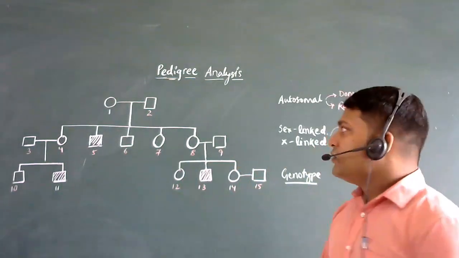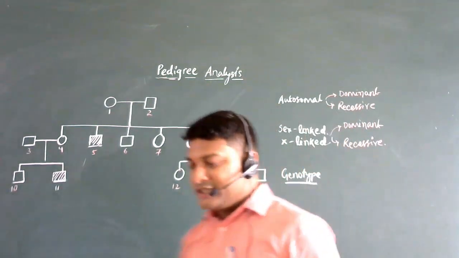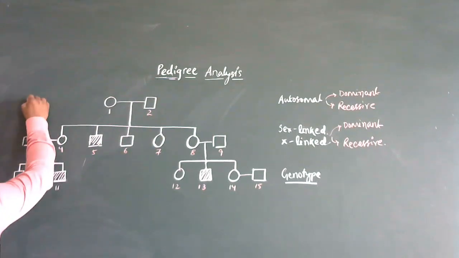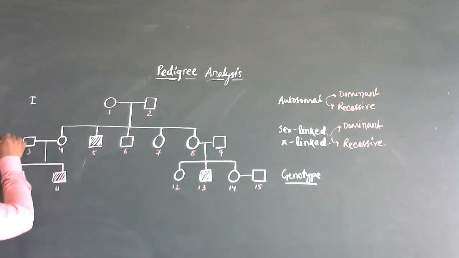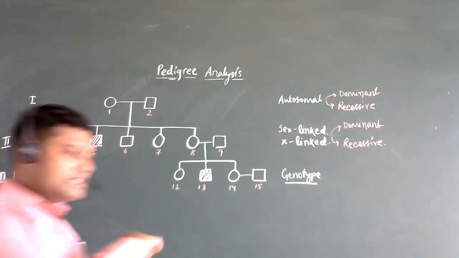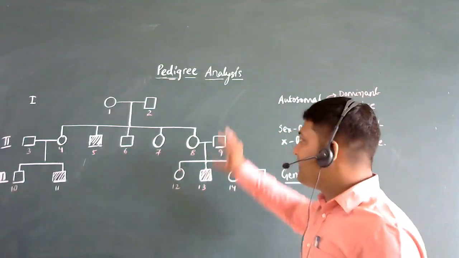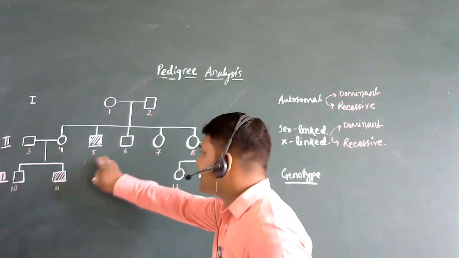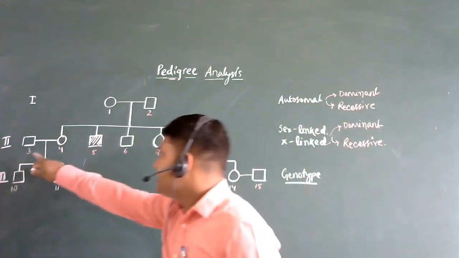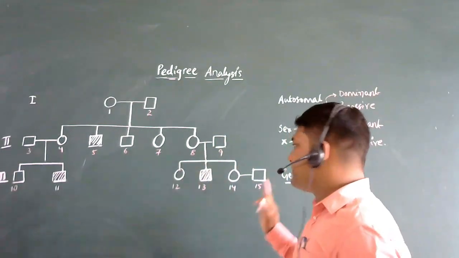So first, we have this pedigree chart, and what do we see here? Of course, generation 1, then generation 2, and then generation 3. In these three generations, not all generations have an affected individual. As you can see, it is numbered: 1 and 2 are from generation 1, 3 to 9 are in generation 2, and 10 to 15 are in generation 3.